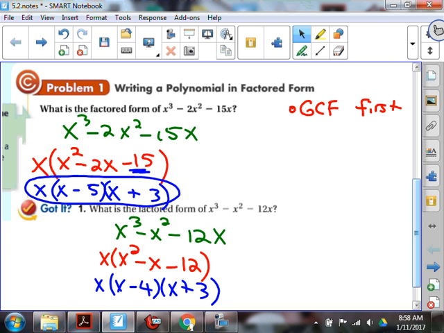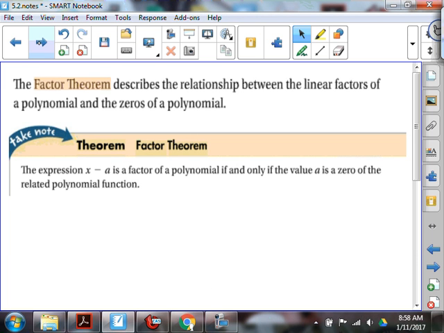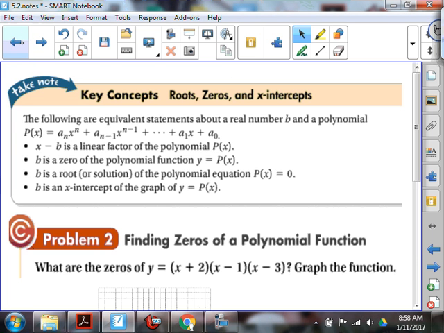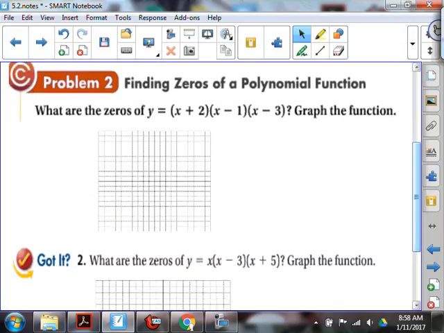Well, let's take a look at the next example and see what they got in store for us. Where'd it go? There it is. Problem 2. They want us to graph this thing and to find the zeros.